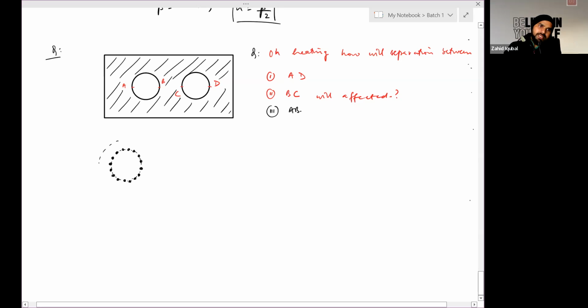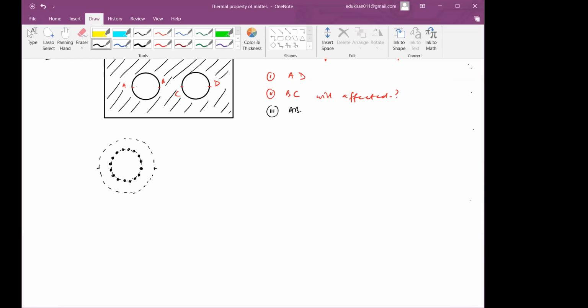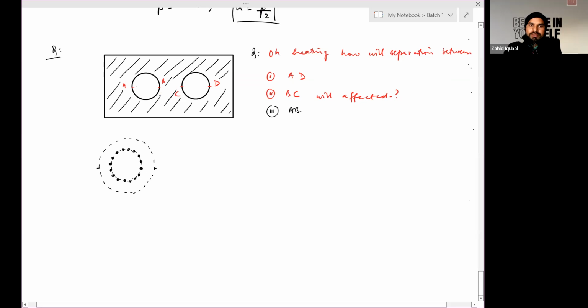So it will tend to acquire this configuration. So if I ask you what would be the effect on separation between A and B, you'll say initially A and B are at this point. Now on expanding, it will reach to this and this end. So will the separation between A and B increase or decrease? Increase. Okay.